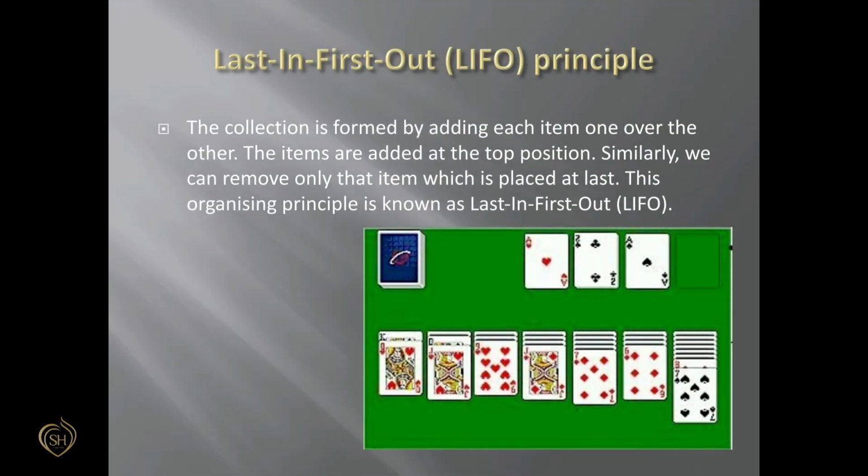The collection is formed by adding each element one over the other. The items are added at the top position. Similarly, we can remove only the item that is placed last. This organizing principle is known as last in first out. As the name says, the item which is inserted last is the item that is removed first. That is the principle.